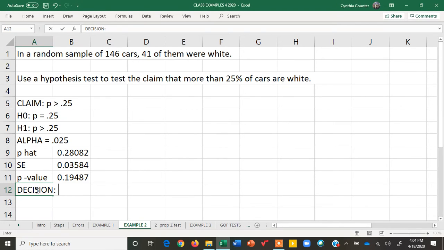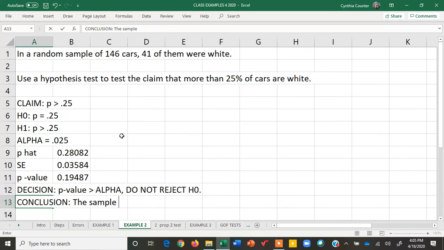And so when we do our decision, we see this is obviously greater than alpha. So the p-value is greater than alpha. So we do not reject the null hypothesis. So the conclusion: if we do not reject the null hypothesis, but instead support the null, then we are not supporting the claim because the alternative is the claim. So we get the sample data do not support the claim. And that claim is H1.